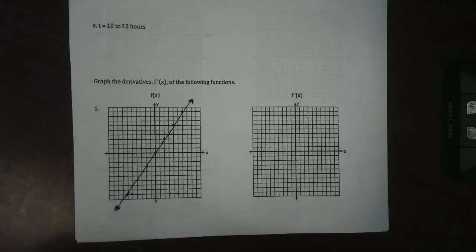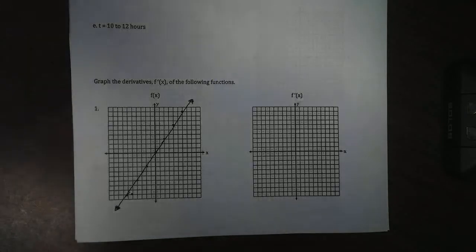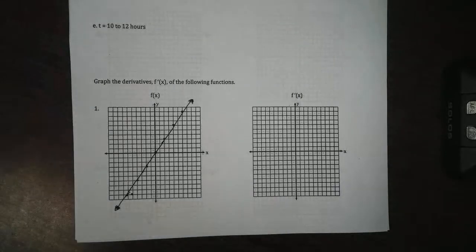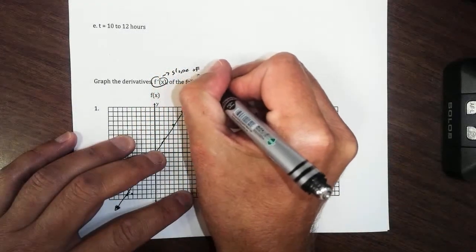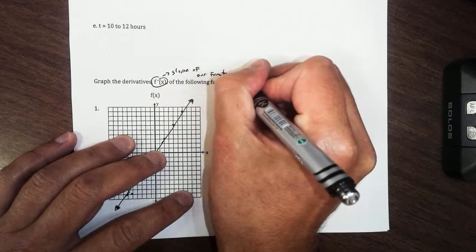Today we're going to take a look at graphing derivatives. Graphing a derivative is something you have to be able to do. Basically, we're just graphing the slope of a function. And then remember, that's what f prime of x is. It is the slope of our function right here.